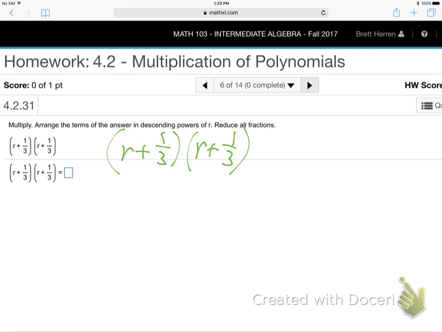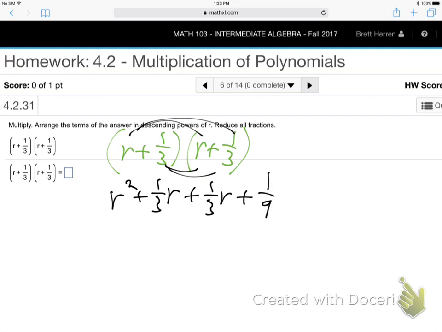All right, we doing okay? You getting that? Boom and a boom. It'll be r squared plus 1/3 r, boom and a boom, plus 1/3 r plus 1/9. So far, so good. Am I doing that too quick? So the 1/3 times 1/3 is 1/9.